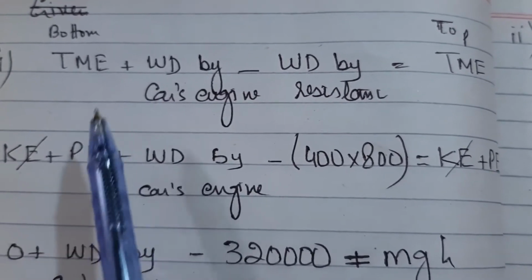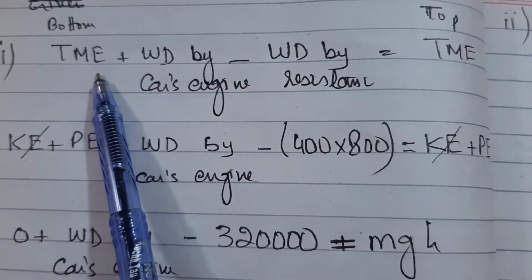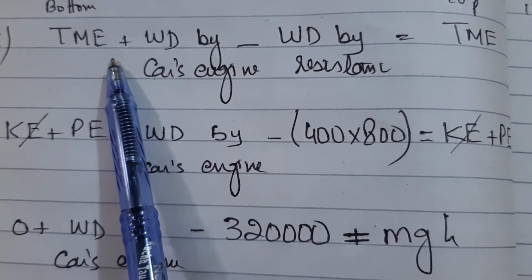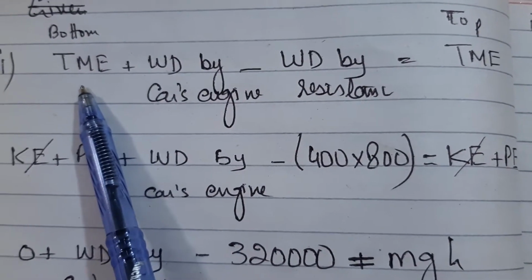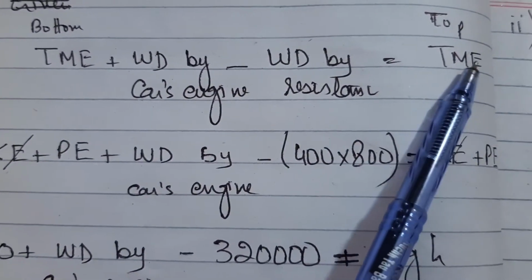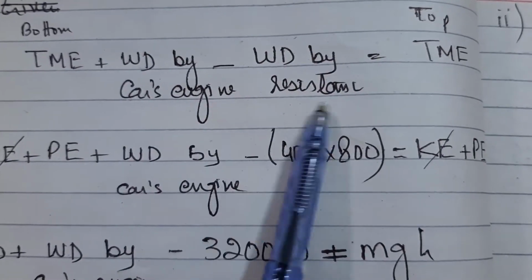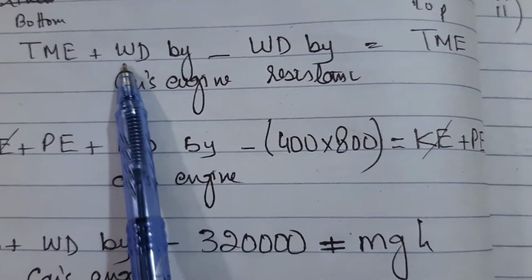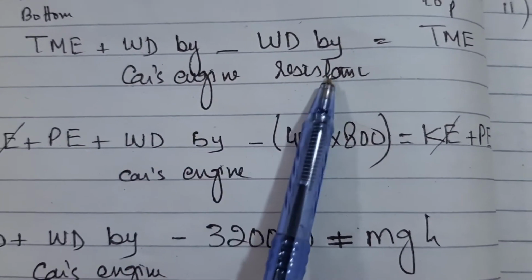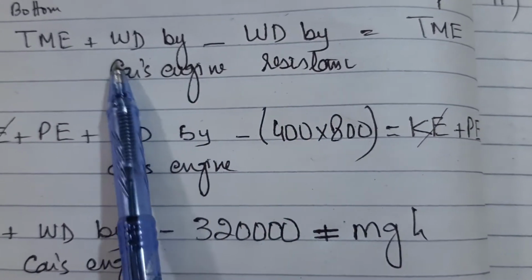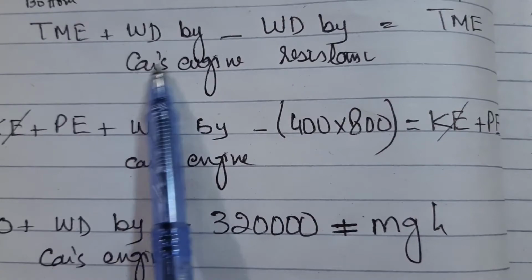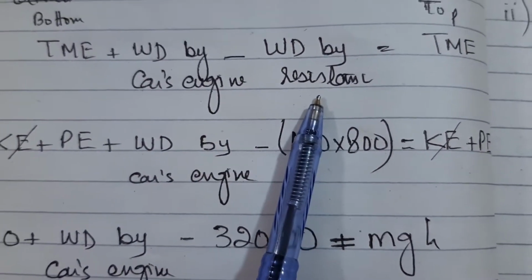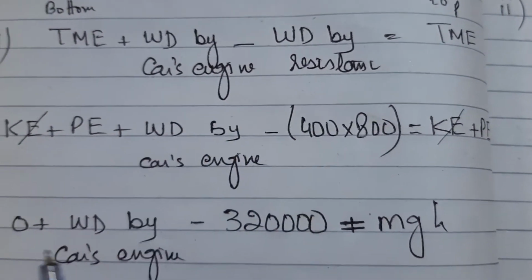Okay, so the question was saying total mechanical energy. I am applying the law of conservation of mechanical energy. Total mechanical energy at the bottom of the hill, and this is the top of the hill. And in between what is happening? The work done by the car's engine and the work done by resistance. The car engine's work will be plus because it is helping it to move forward, and resistance is opposing it, so it is minus.